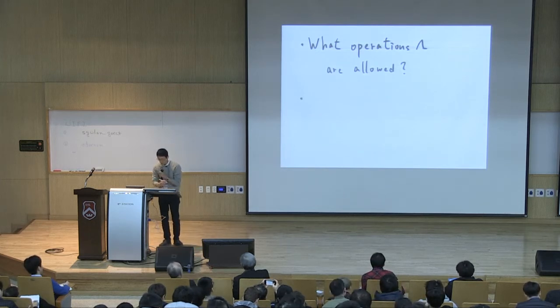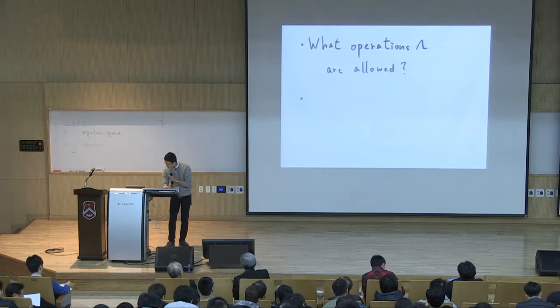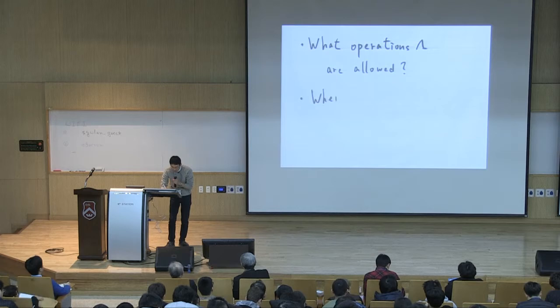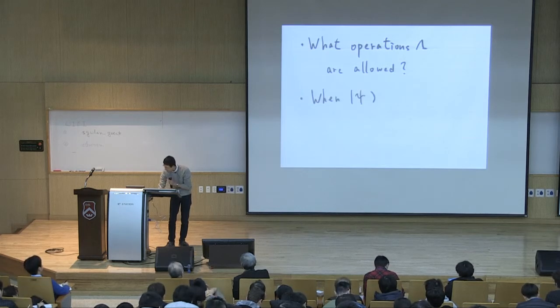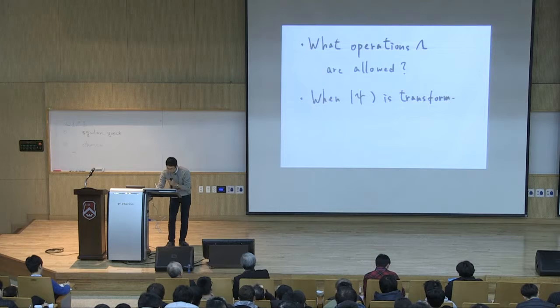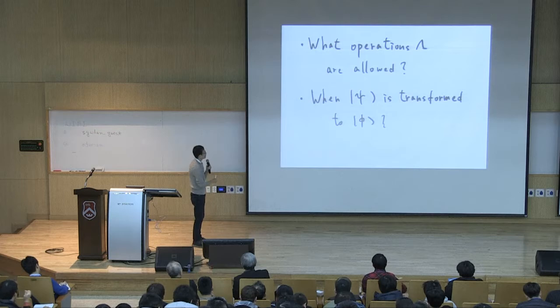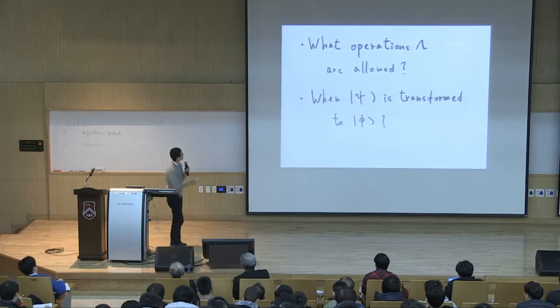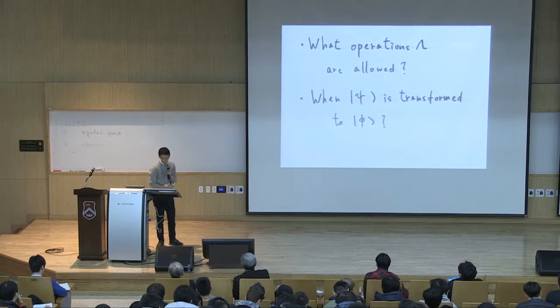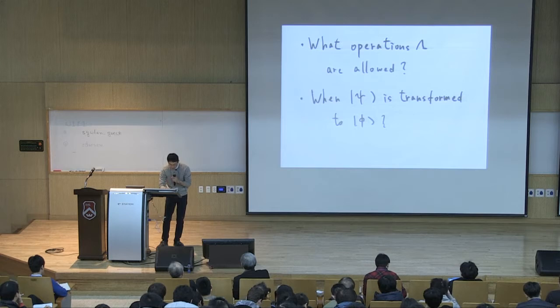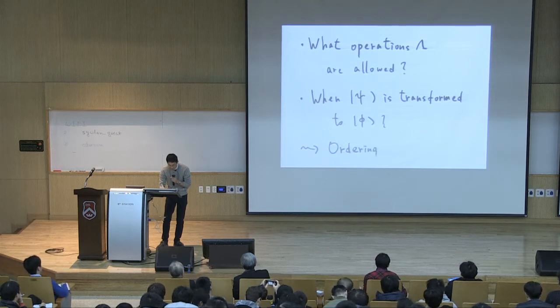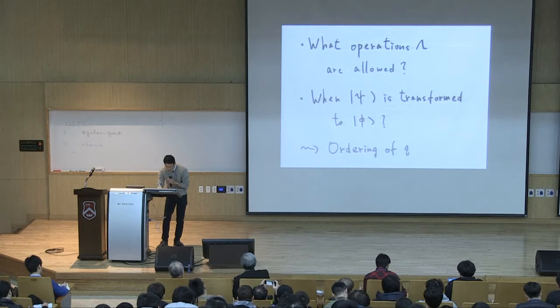And another question, very related to the first, is when psi can be transformed to another state. Given two states, psi and phi, when can you transform psi to phi under the operation you are allowed to perform? This is the basic question in quantum information theory. And this question is actually related to the ordering of quantum states.